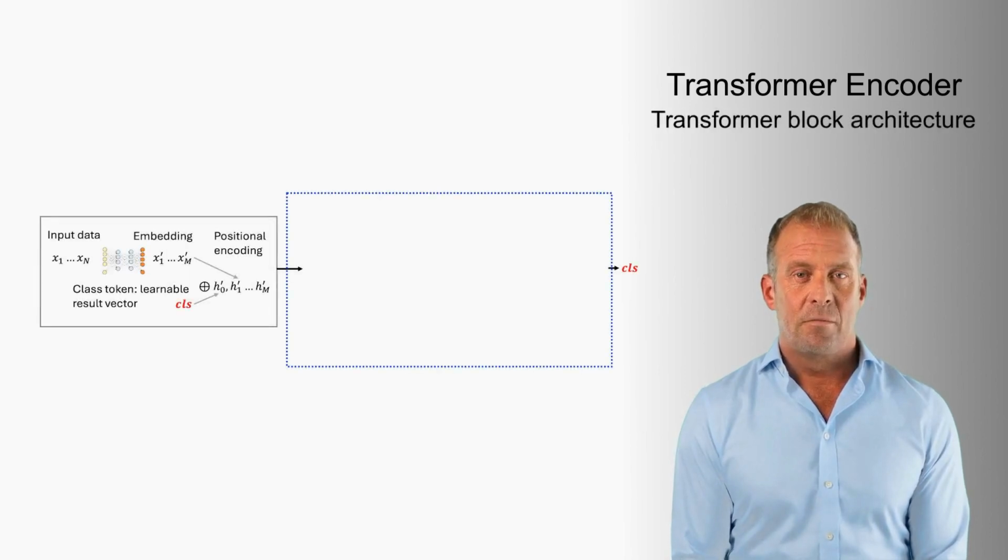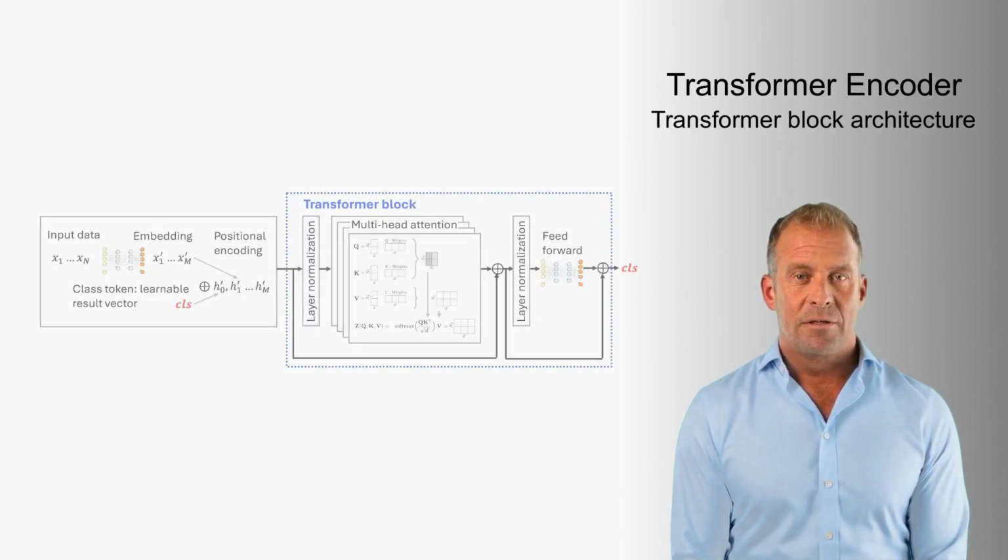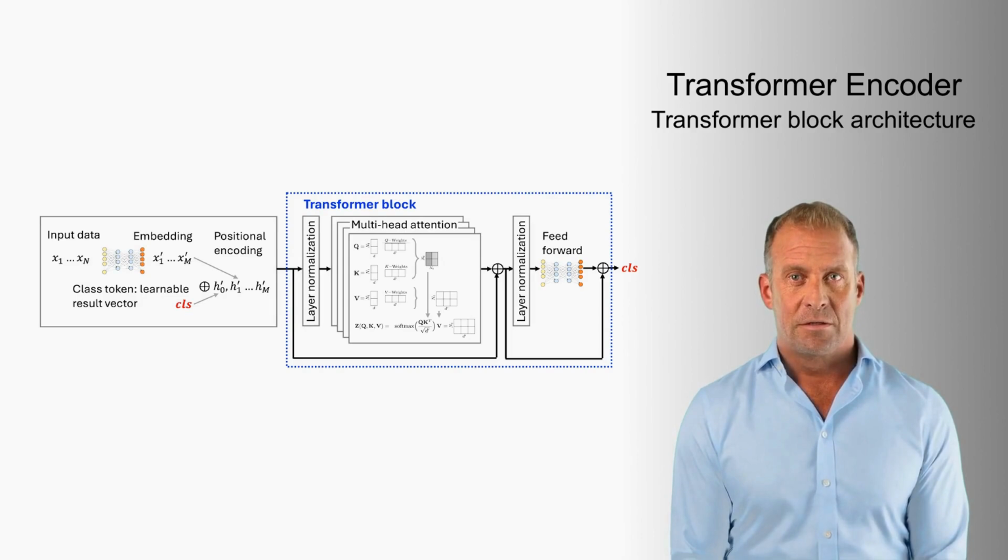Before entering the transformer block, input data are embedded and combined with positional encodings. In addition, a class token CLS is input as a placeholder to convey the results of the subsequent transformer block. Inside the block, the data pass through normalization, multi-head self-attention, and a feed-forward neural network. Residual shortcut connections help stabilize training, and multiple transformer blocks can be stacked sequentially.